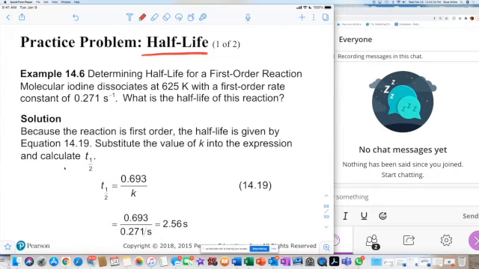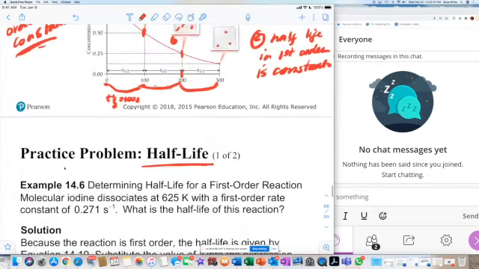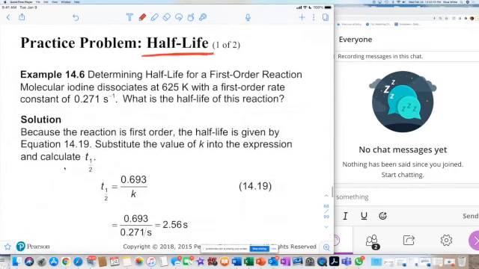So here we're actually working out a problem. This will be a conceptual kind of problem, right? Here we're working a mathematical one. It says determine the half-life for a first order reaction. First order. That is K. Oh, half-life, right? So it's the other way around. T1/2 equals 0.693 over K. That's our equation, right? Determine the half-life for the first order molecular iodine dissociating at 625 Kelvin.